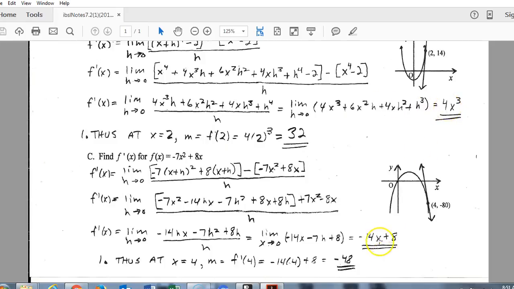So once you find the derivative, you can now find the gradient at any point on the curve by plugging in an x value. So stick 4 in there, and you get the instant rate of change at that point.